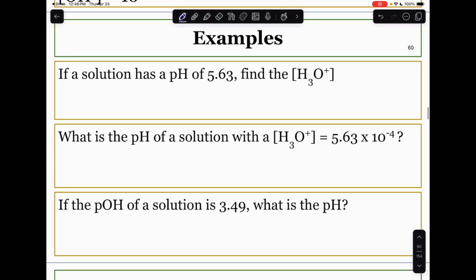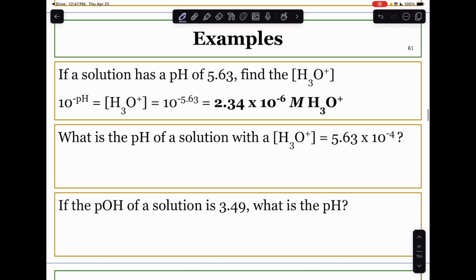So let's do a few problems. If a solution has a pH of 5.63, find the H3O+. So we want to find an equation that we can isolate H3O+ on one side, because that's what we're trying to find, and we're going to use the pH. Now, there's lots of equations that have H3O+ in it, but we want to find one where we get to use pH in the calculation.